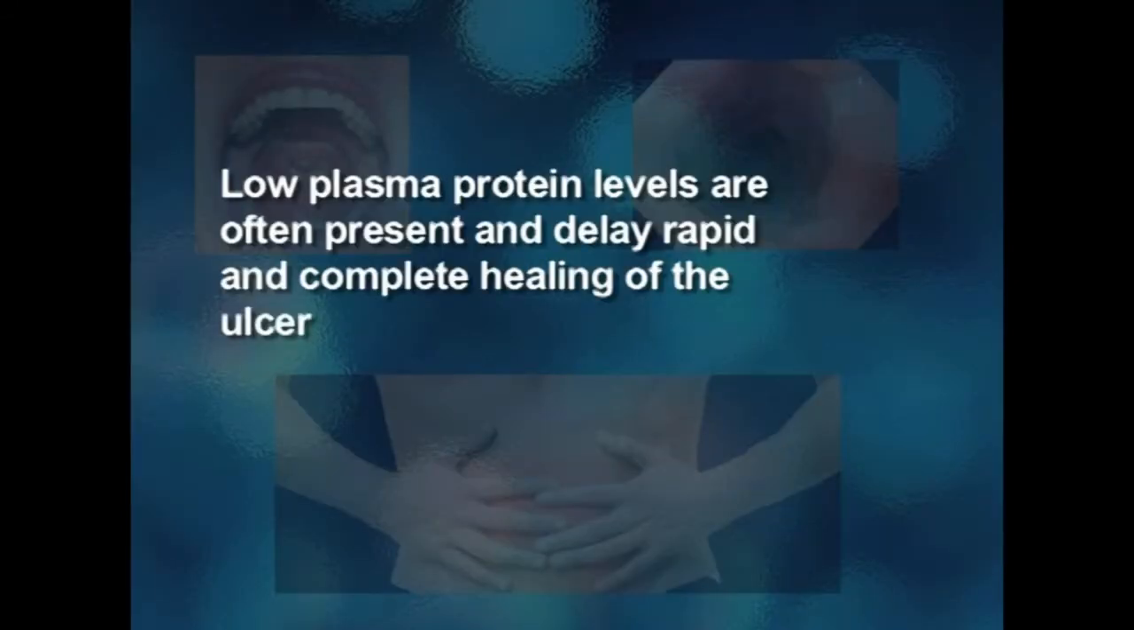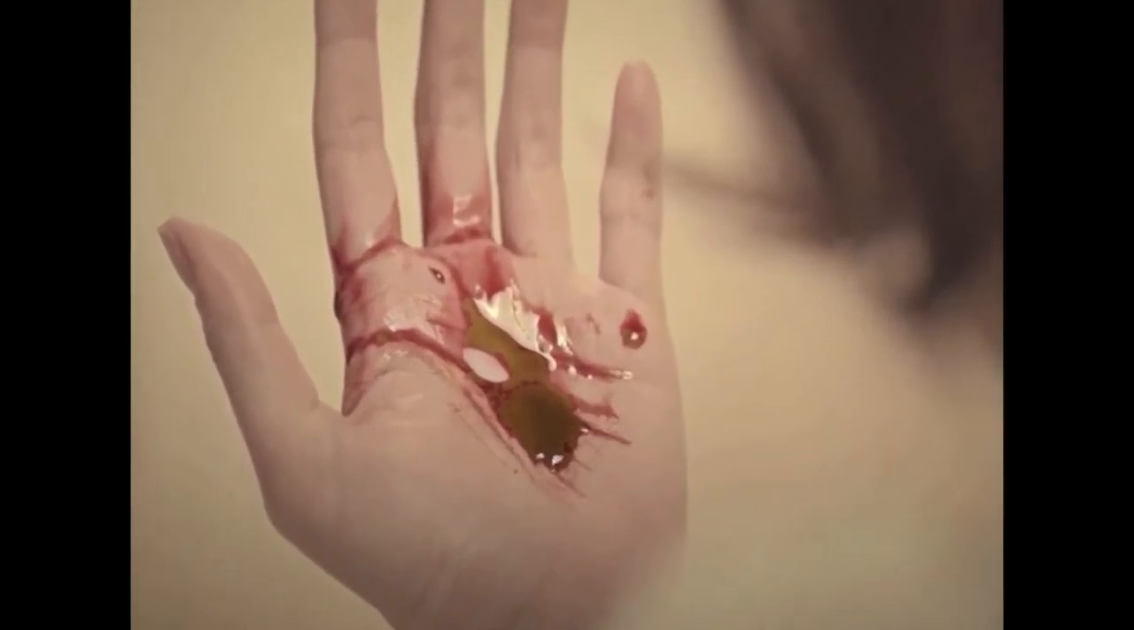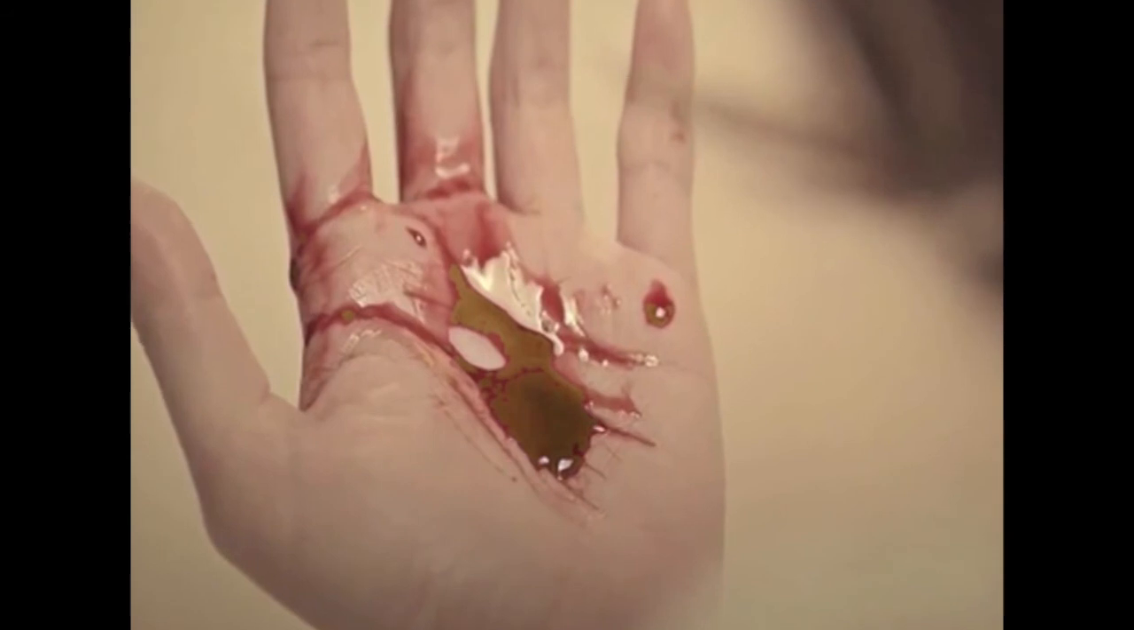Low plasma protein levels are often present and delay rapid and complete healing of the ulcer. Weight loss and iron deficiency anemia are common. The intake of iron, ascorbic acid and B complex vitamins, particularly thiamine, may be less than RDA because of self-imposed limitation of leafy green vegetables and other good sources of these nutrients. Bleeding ulcers can result in vomiting, known as hematemesis, that is dark brown in color.